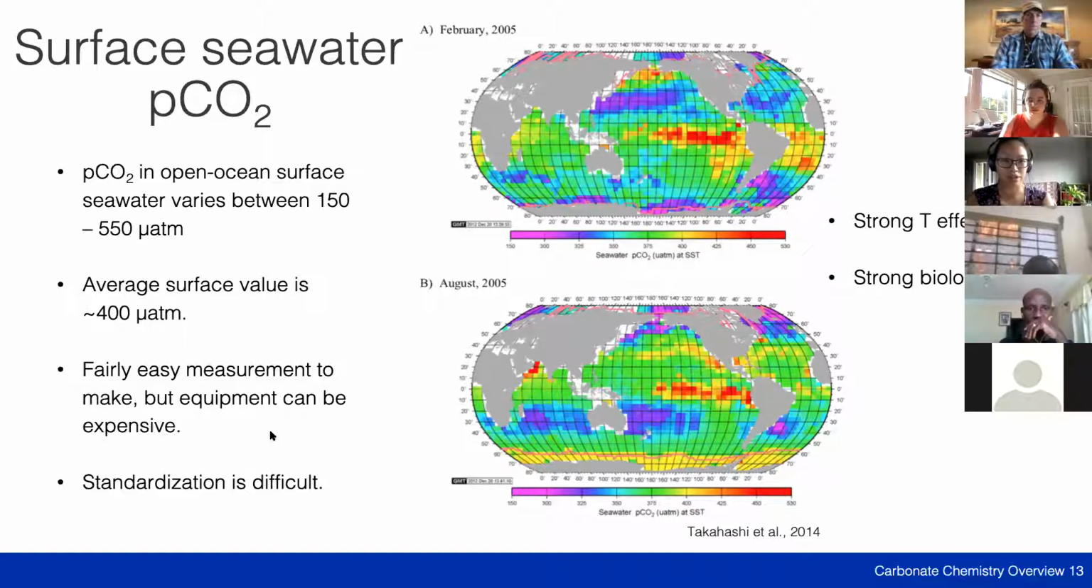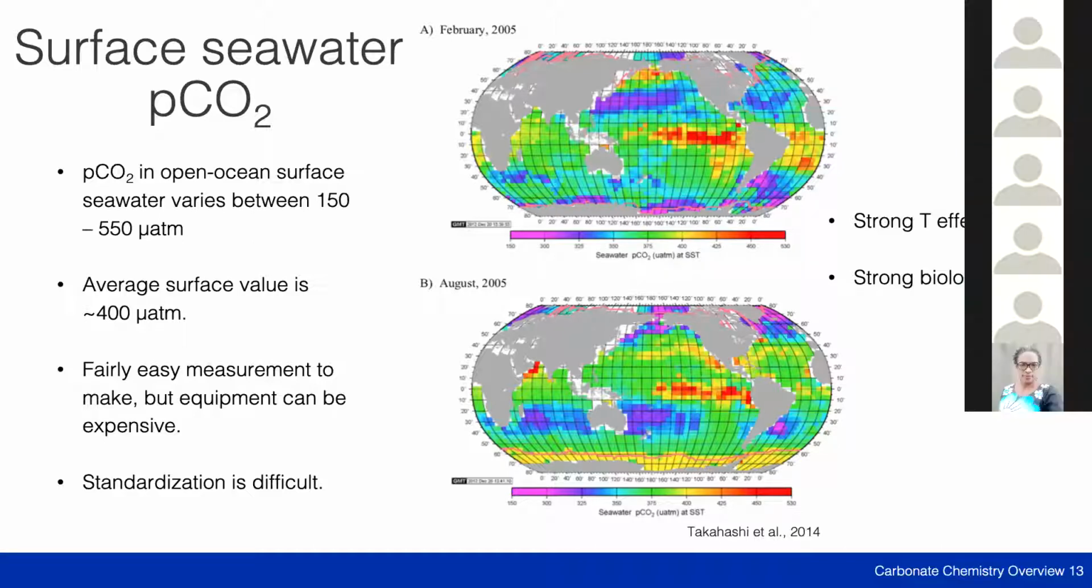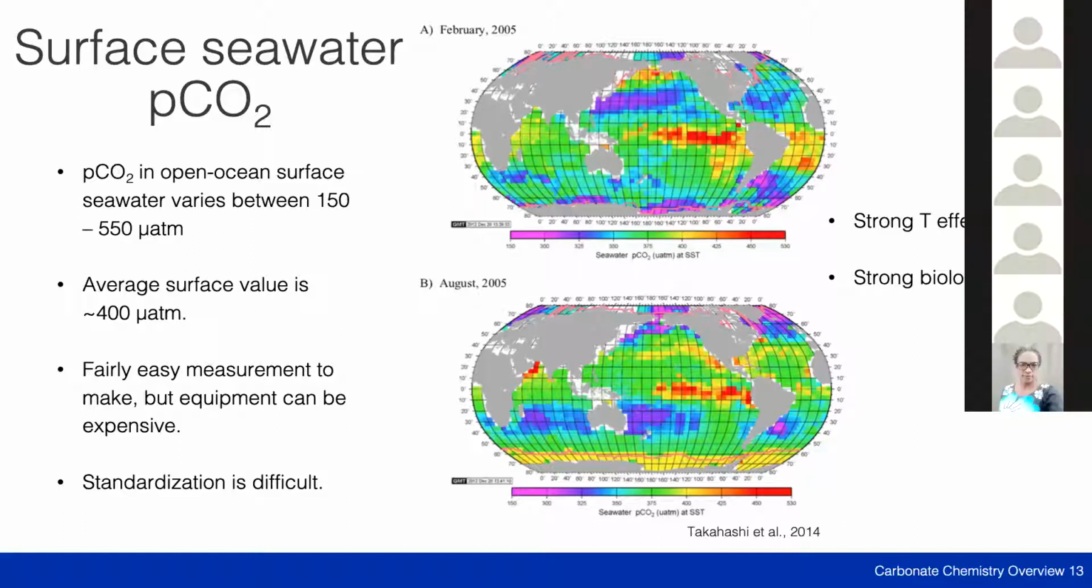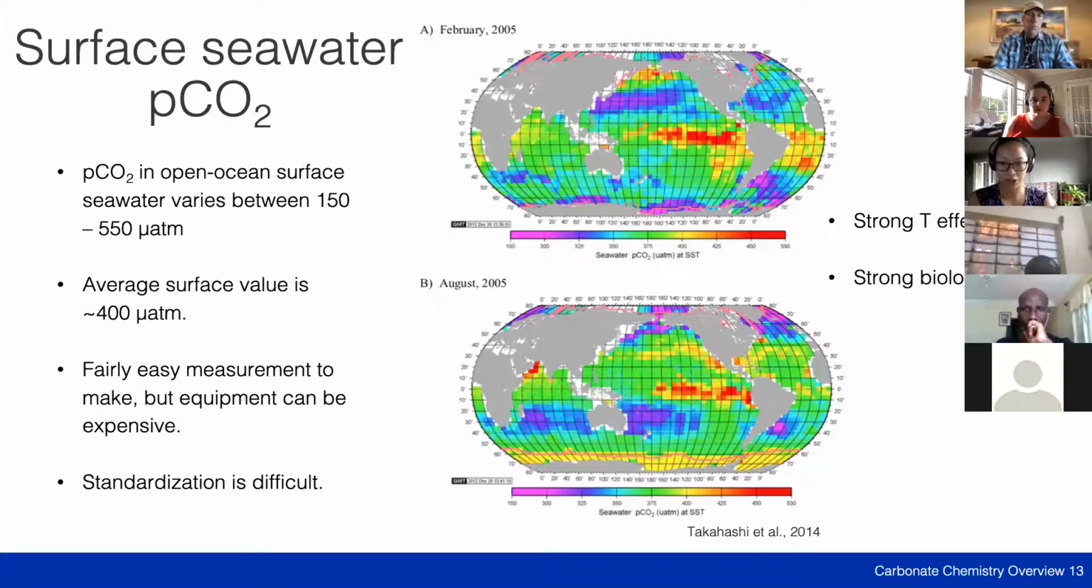There's a lot of different sensors that measure PCO2. And the question is though, how well do they do it? And how expensive is that equipment? So for you guys, well, Burke is going to talk about what parameters are best to measure later. So I'm not going to talk about that. The PCO2 is strongly affected by temperature and biological processes.